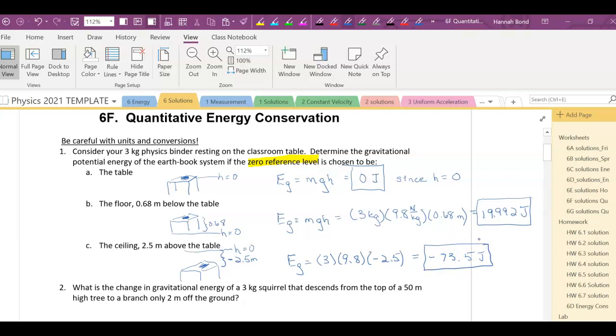It's usually positive because usually we have the ground as our zero reference point, and we are talking about things above the ground. But if you talked about going below that level, into a hole or a mine, going below the Earth, then you are talking about negative gravitational potential energy.